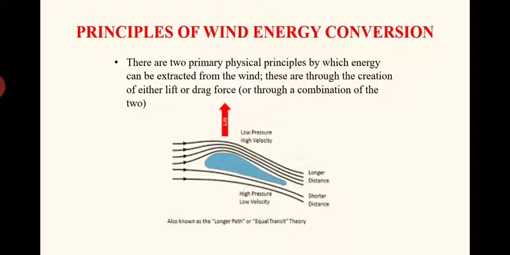Now coming to the principle of wind energy conversion, there are two primary physical principles by which energy can be extracted from the wind. These are through the creation of either lift or drag force. So wind turbines are there. Some work basically based on the drag force and some basically on the lift force. And of course, most of the modern wind turbines work as a combination of both lift and drag force, or a combination of the two.